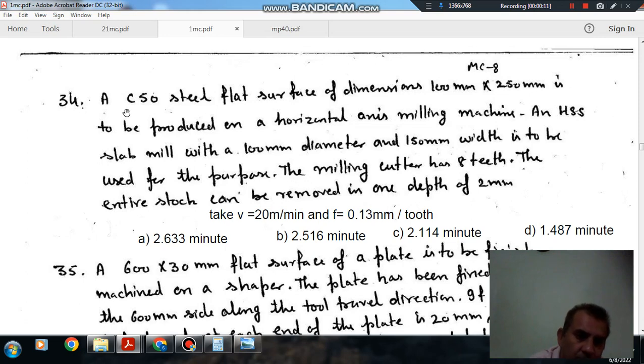Question number 34: a C50 steel flat surface of dimensions 100 mm into 250 mm is to be produced on a horizontal axis milling machine. An HSS slab mill with a 100 mm diameter and 150 mm width is to be used for the purpose. The milling cutter has 8 teeth. The entire stroke can be removed in one depth of 2 mm. Take V is equal to 20 meter per minute, f is equal to 0.13 mm per tooth.